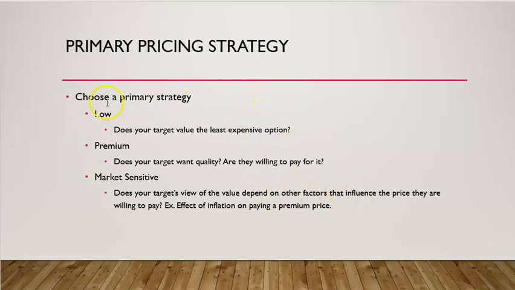So let's talk about that primary pricing strategy. You want to choose one that, again, is reflective of where you've positioned the product to be. So if you're looking to be the lowest cost option out there, and that's how your target looks at your product, then you're going to have a low price strategy. A premium price strategy, on the other hand, is if you're trying to target quality, you want to have a price that isn't lower than all the rest.